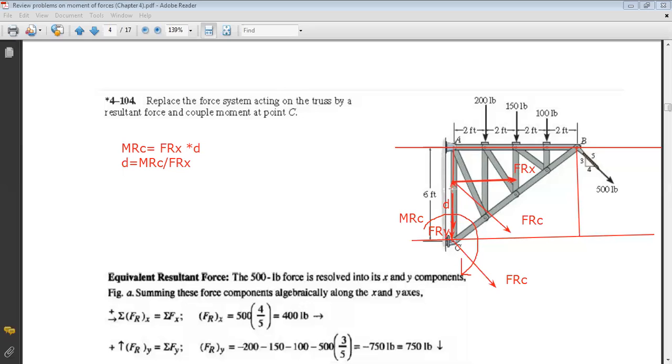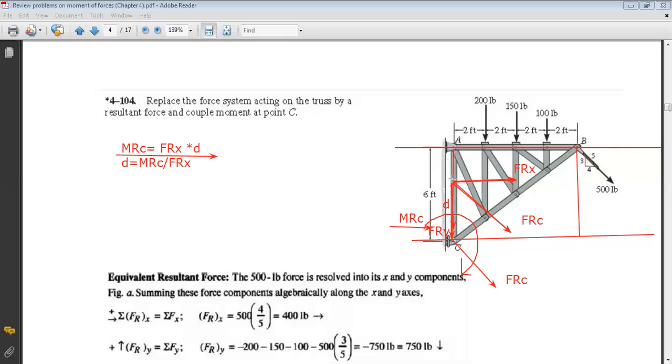So what will be the distance to move in order to not need a couple, to just represent my system by a single force? The condition to have a single force is that this force should produce the same moment about C. And the moment about C is already calculated. It is M resultant about C. So you will set the condition that MRC is equal to the moment produced by the single force.